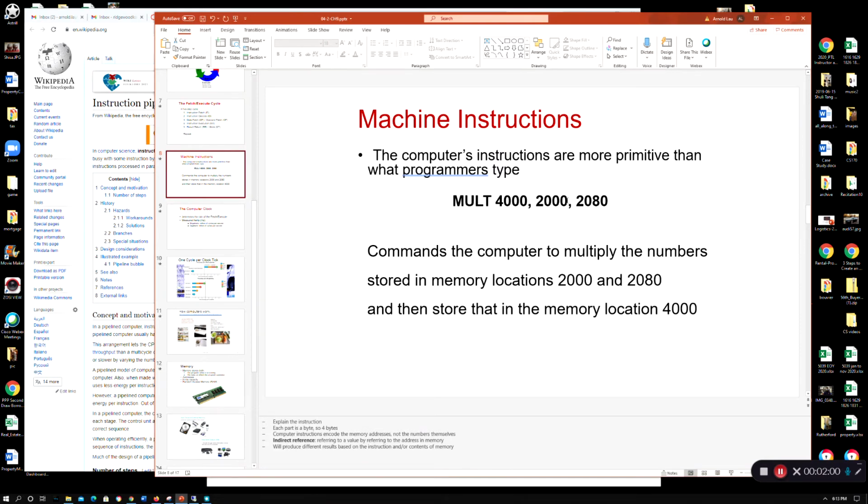And this is actually not the numbers themselves, but the memory location of those numbers. Okay, so keep that in mind. You're not actually doing a multiply of 2000 times 2080. These would be the memory locations. That's more of a concept to understand. Don't worry about the actual particular number here. Just recognize that this is the location of whatever data you're going to be multiplying.